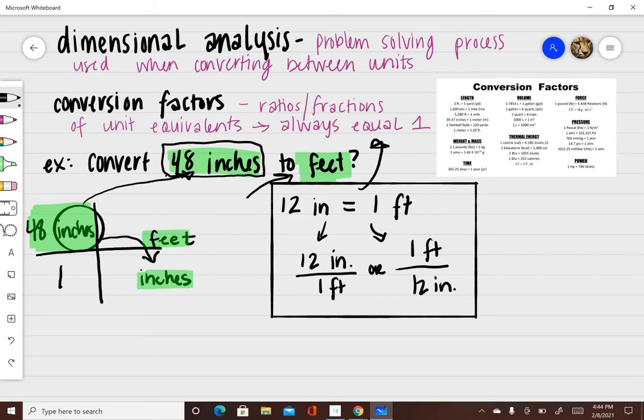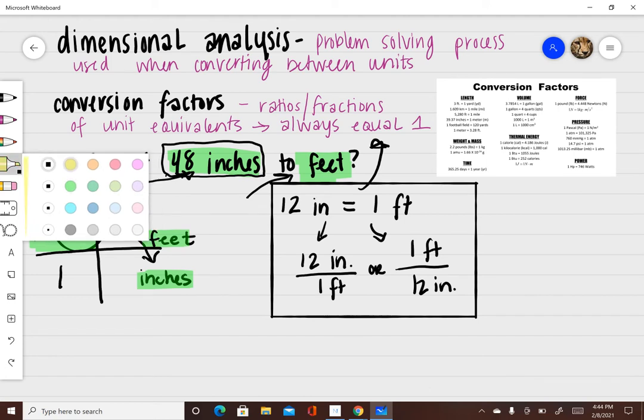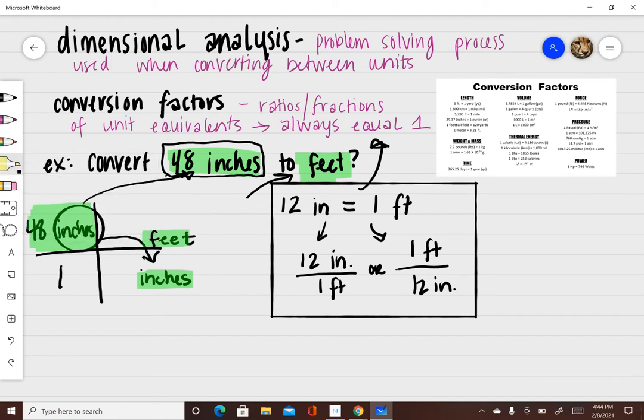And from there, now I need to decide which conversion factor I am going to use in order to properly fill out the rest of my dimensional analysis unit conversion piece, right? So I know I have feet on top and I have inches on the bottom. So I'm going to find the one that corresponds with that, right? So I'm going to put 1 foot over 12 inches.